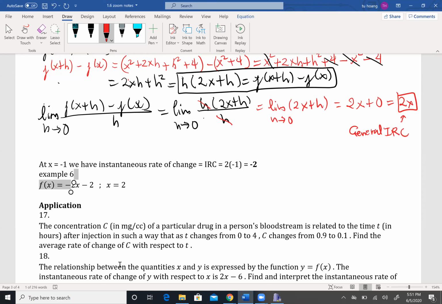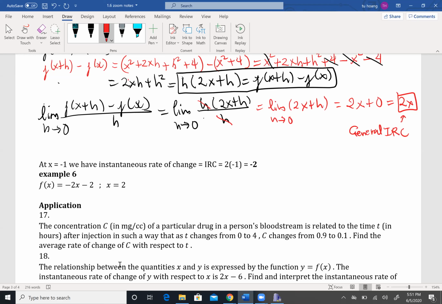So if you feel okay, you understand already, you can go ahead and do example 6 here. You can pause my video and finish that, and then compare with my solution after this. Okay, and then now I'm gonna solve it.